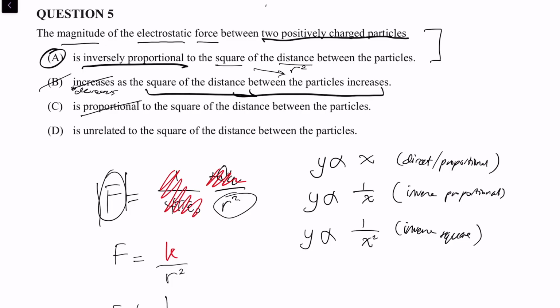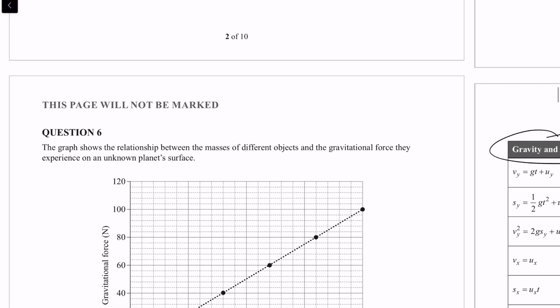We know it's not proportional, it has to be inverse, because one of the variables is in the denominator of the fraction and is unrelated. So no, because it's in the formula. We know we have both F and r, which is the electrostatic force, magnitude, and the distance respectively.